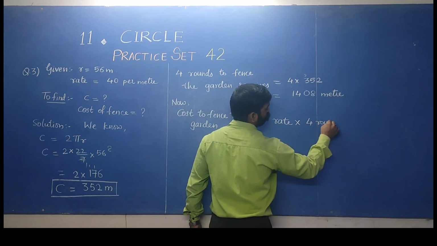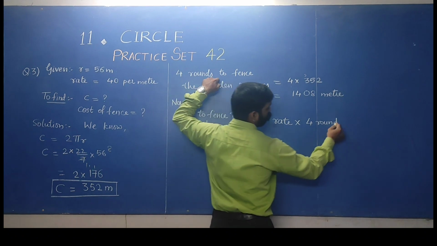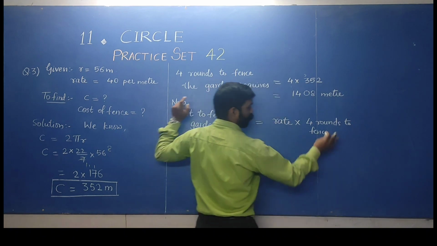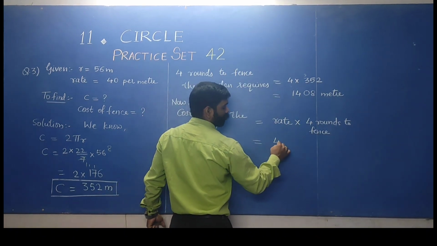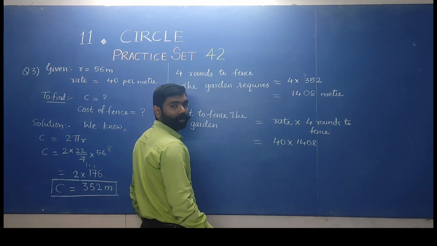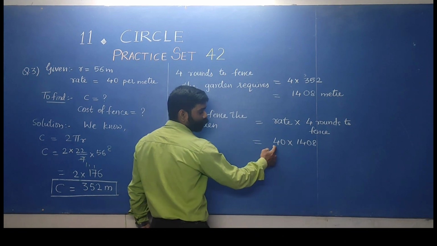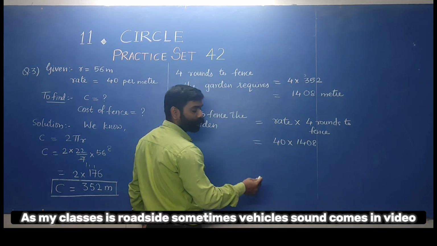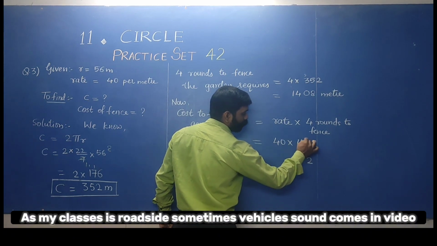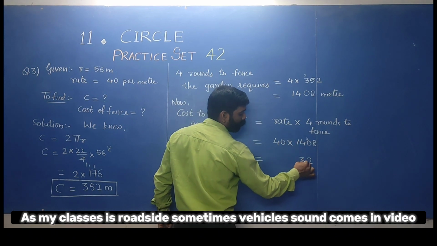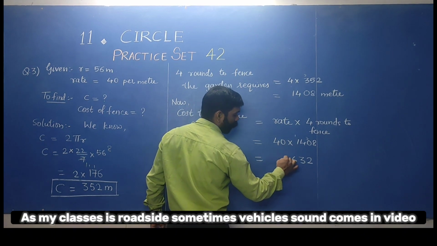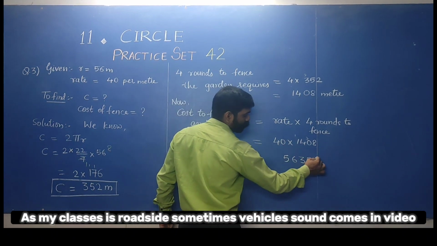4 rounds to fence. I am writing this much only. Rate is 40 and requirement of wire is 1408. We are going to multiply with 4. At last I will put 0. Just see to it. 4 8s are 32. Carry 3. 4 zeros are 0 plus 3, 3. 4 4s are 16. Carry 1. 4 1s are 4 plus 1, 5. And last this 0 I am putting.